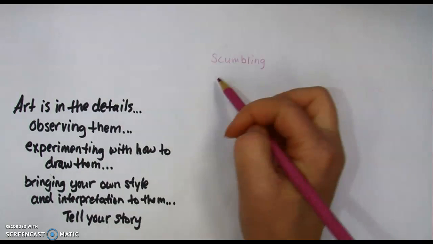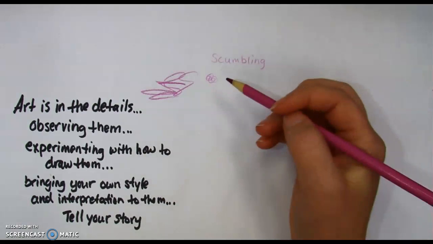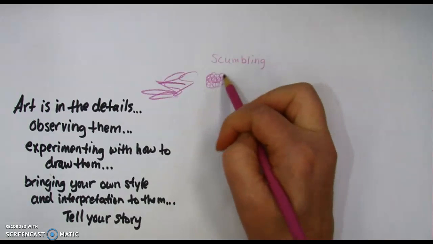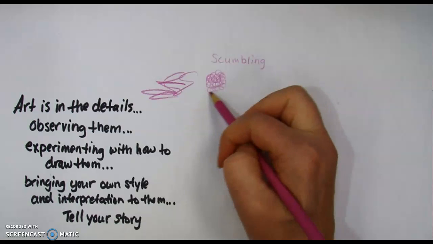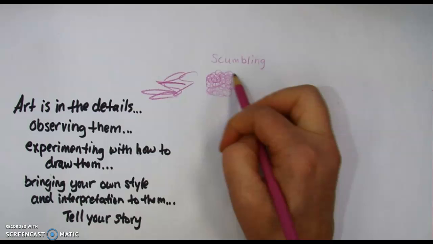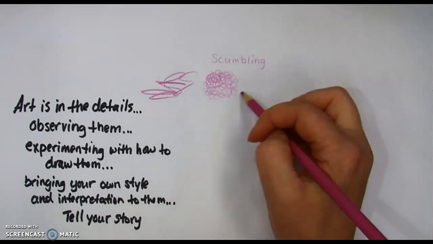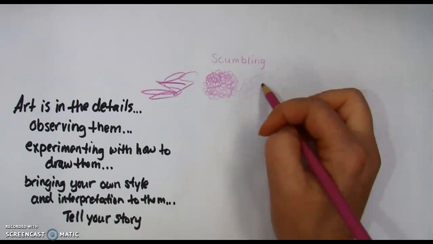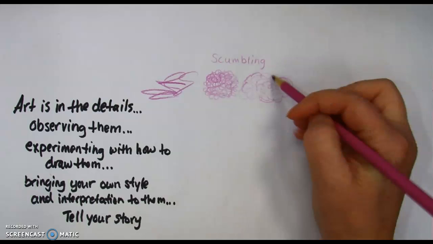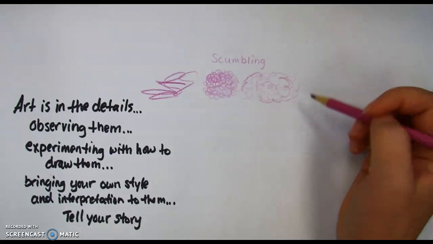Scumbling is done with little loops. Now there's a difference between scribbling, okay, and scumbling. Scumbling is controlled. You overlap as many times as you need to portray the object that you're trying to portray. Okay, so scumbling can be done with loops, very tight loops, very loose loops. It just depends. Scumbling can be clouds, it can be trees, it can be any number of things.